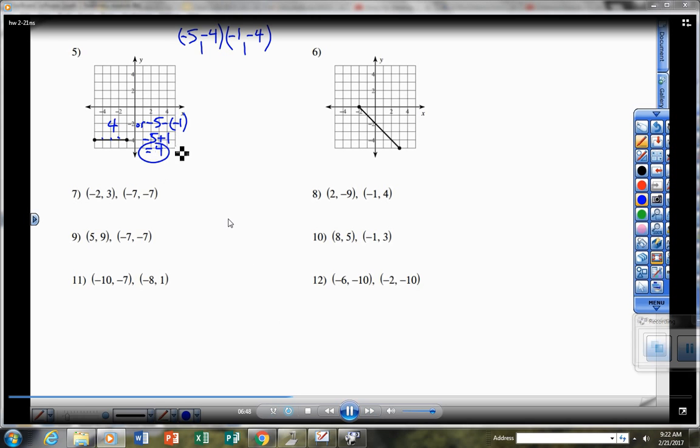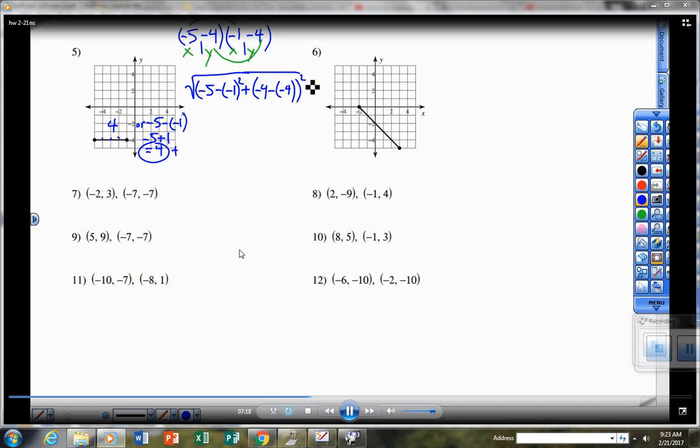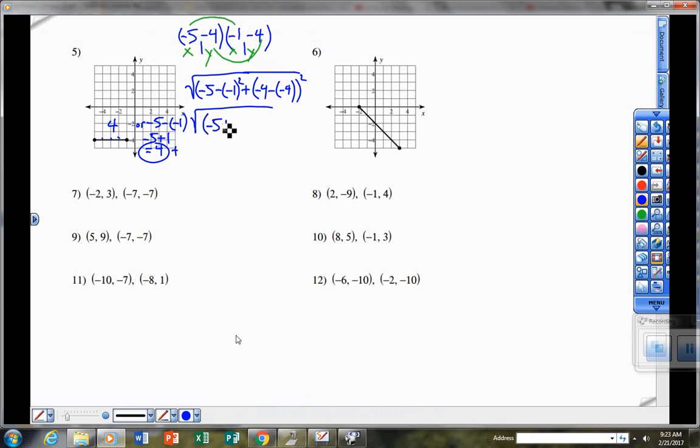So here we go. This formula, this is x, this is y, x, y. I'm going to label x and y. I'm going to connect my x's and connect my y's. I'm going to subtract left to right. That's going to be the square root of negative 5 minus something already negative, so minus 1 squared, plus negative 4 minus 4 squared, because again you're subtracting something already negative. That gives me negative 5 plus 1 squared plus negative 4 plus 4 squared.